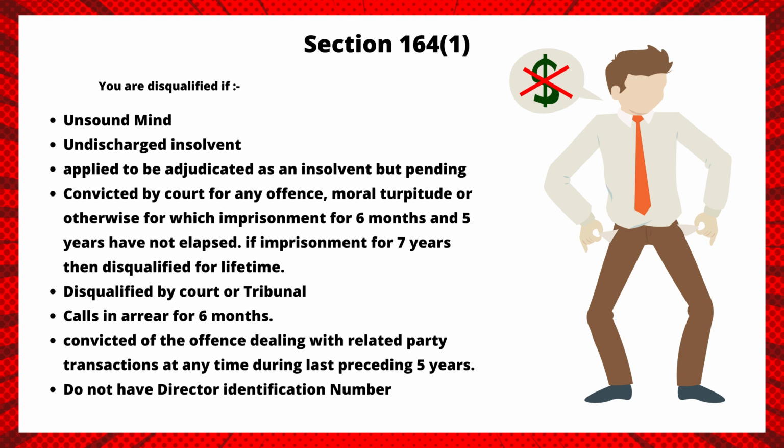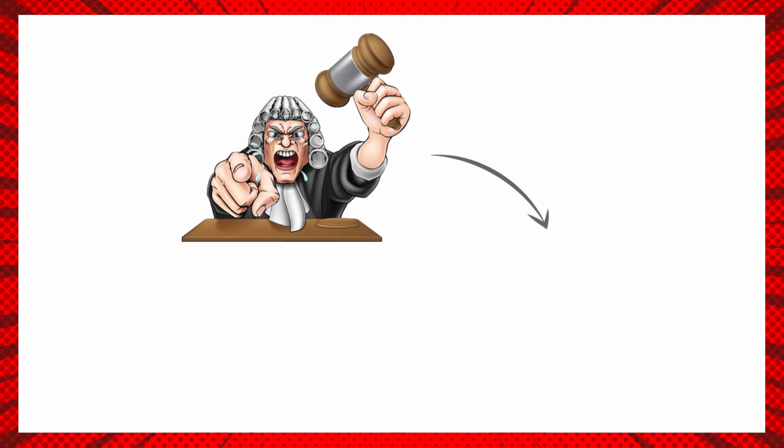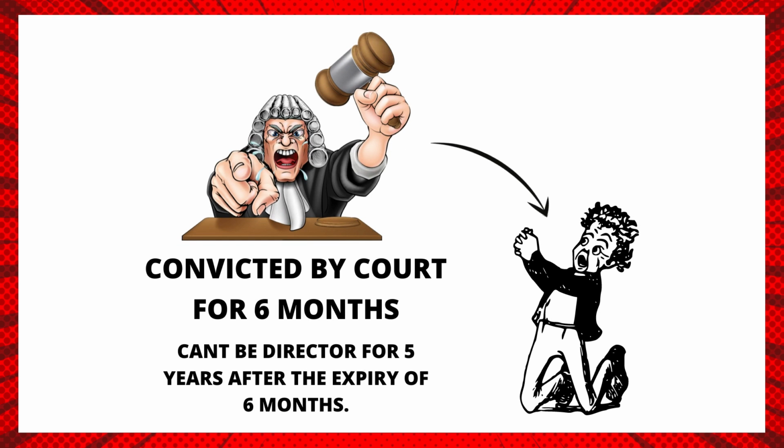Any offense of moral turpitude, for imprisonment of not less than 6 months, and 5 years have not elapsed. Understand this properly. If you are convicted by the court for 6 months of imprisonment, you have to wait for a period of 5 years to again be qualified as a director. Once you have been convicted for 6 months of imprisonment, you can't be a director after the expiry of 6 months. You have to wait for 5 long years and then you can be a director.